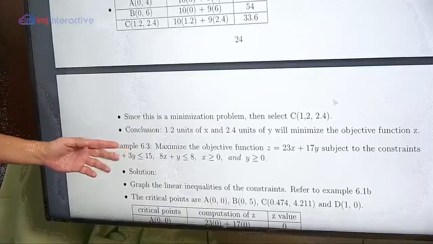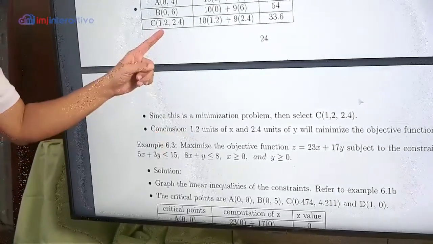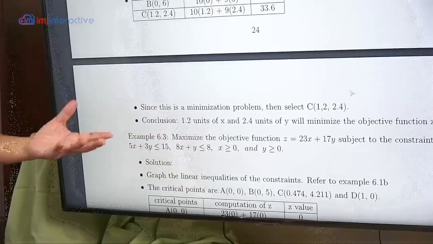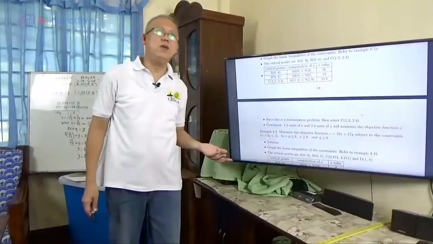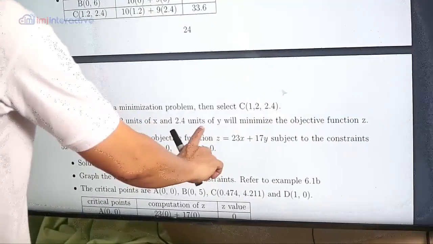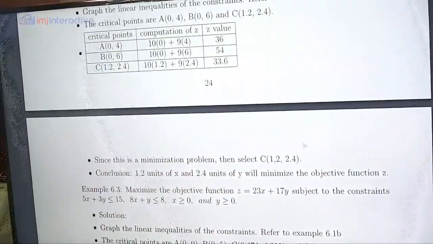So conclusion, you have to produce 1.2 units of x and 2.4 units of y to minimize the objective function. And how much is the minimized cost, if that is a cost? The minimum value is actually 33.6.